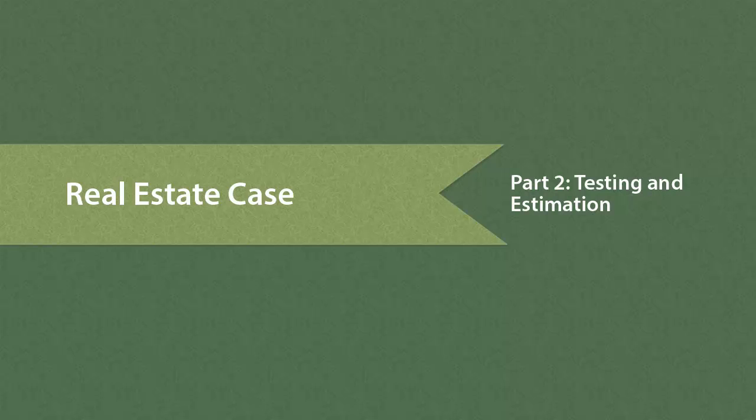In this video, we're going to look at part 2 of the real estate case assignment, and we'll do examples of the different types of statistical tests that are used. In addition, we'll also talk about some of the important results or findings that we could draw based on our test results.